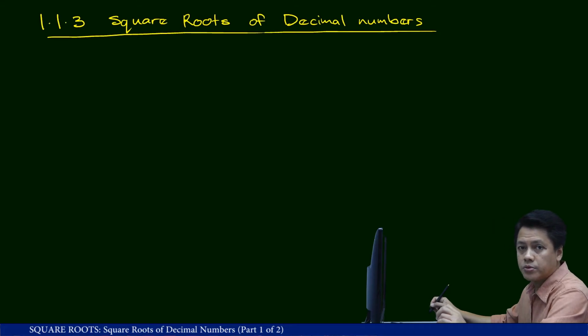In the previous videos, we have learned about how to find a square root of a perfect square, and some of these perfect squares are a very large number. And in this section, we are going to learn about how to find a square root of a decimal number. But even before we learn the method on how to find the square root of a decimal number, let's observe and study the square of a decimal number.